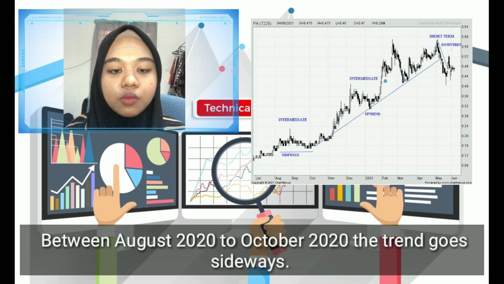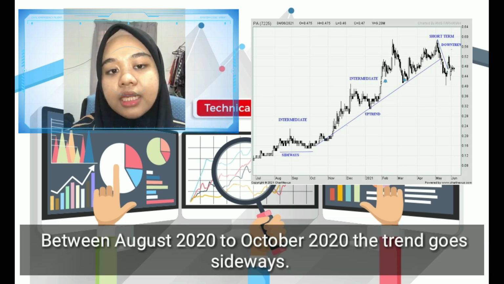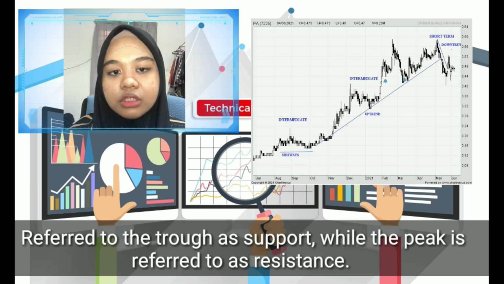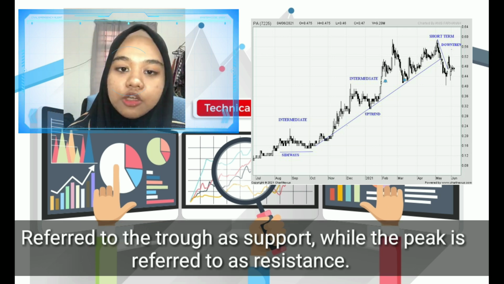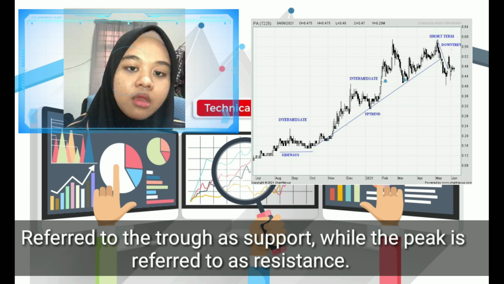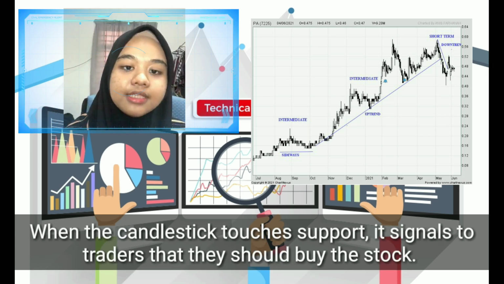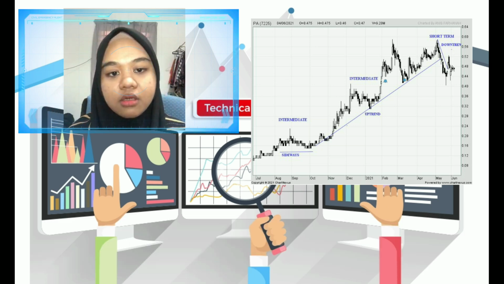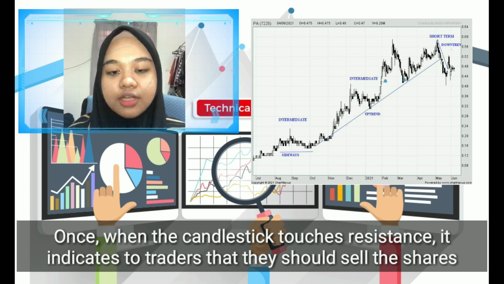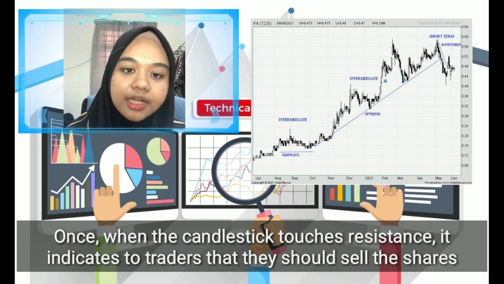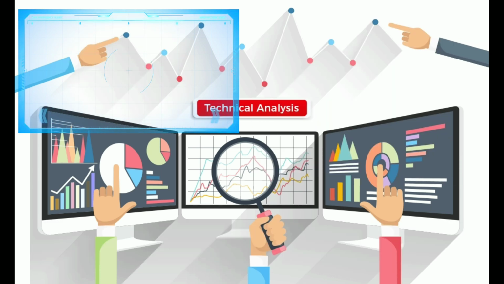Between August 2020 and October 2020, the trend goes sideways, with the trough referred to as support, while the peak is referred to as resistance. When the candlestick touches support, it signals to traders that they should buy the stock. When the candlestick touches resistance, it indicates to traders that they should sell the shares.